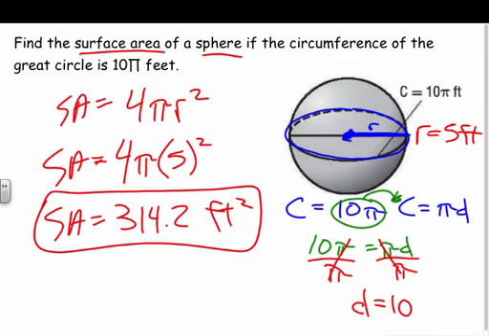Okay, so sometimes you might have to use some past knowledge in order to figure out what we need. But the biggest thing is, write down your formula. What do you need to know? You need to know the radius. How can I find it when given the circumference of the great circle? All right, just some problem solving there.